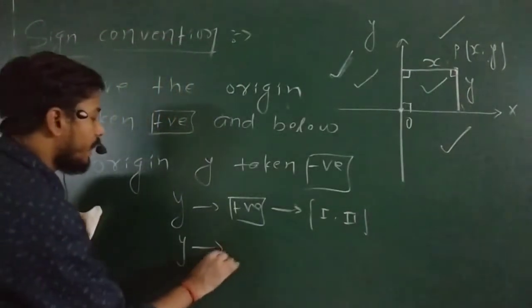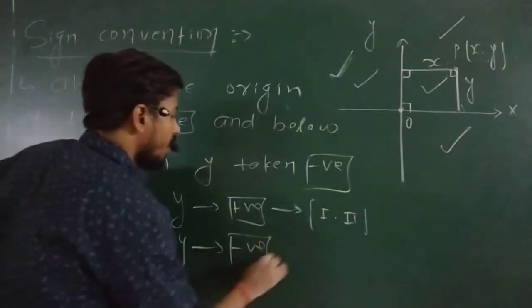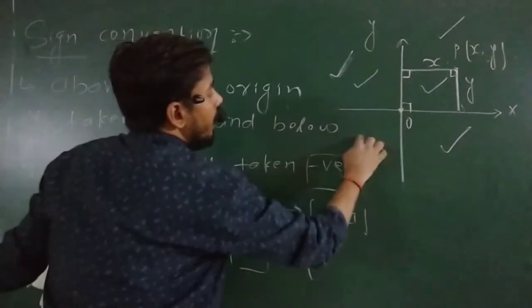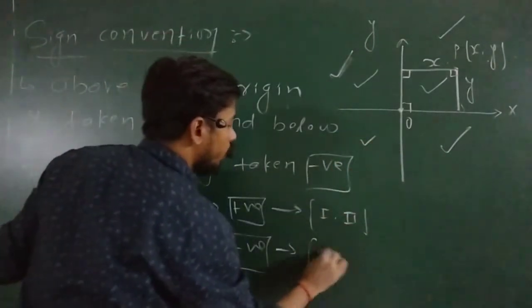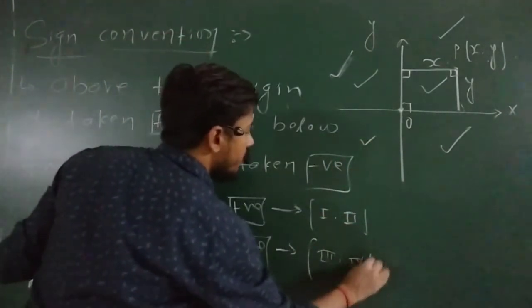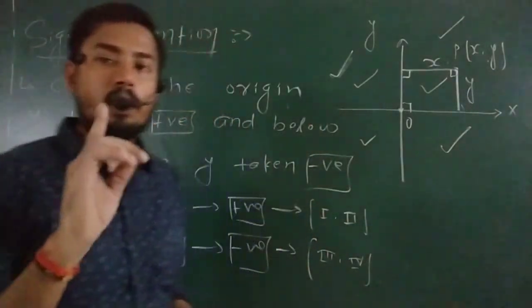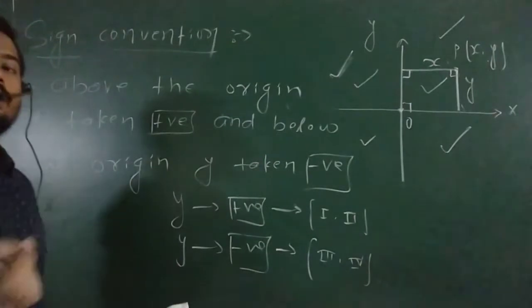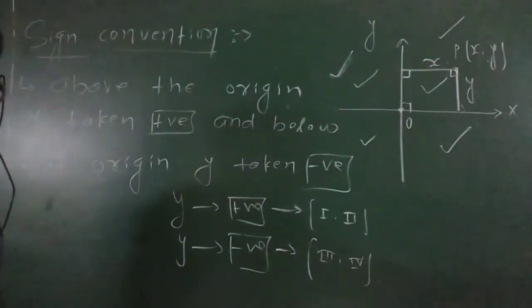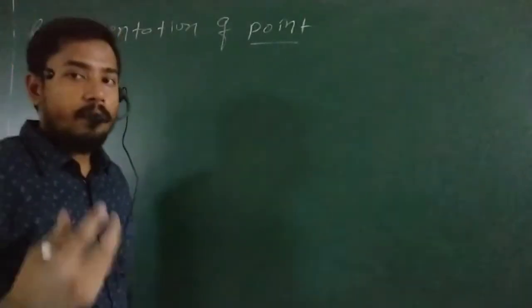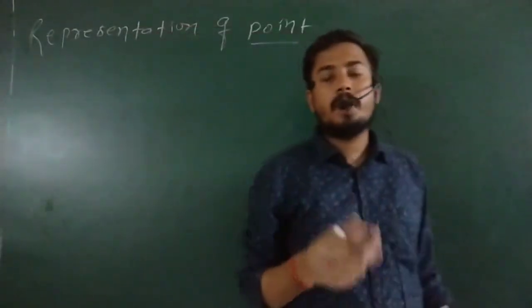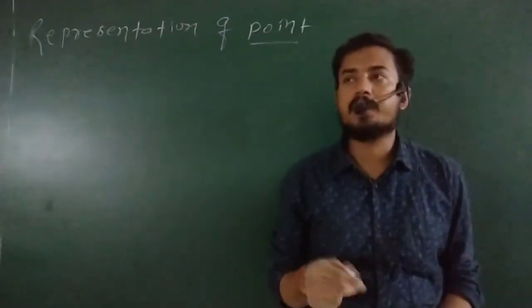Okay, y will be negative in which quadrant? So see, this one and this one, third and fourth quadrant, y will be negative. So you have to keep this point in your mind, because all these things help us to understand the graph, right? Okay, next. Now we are going to learn how to represent a point in a coordinate system.